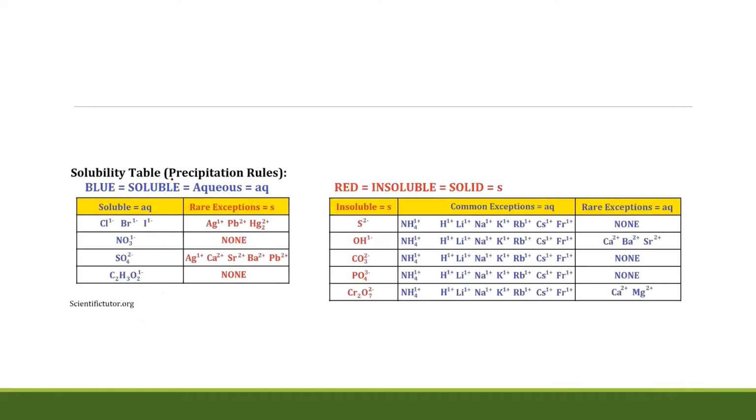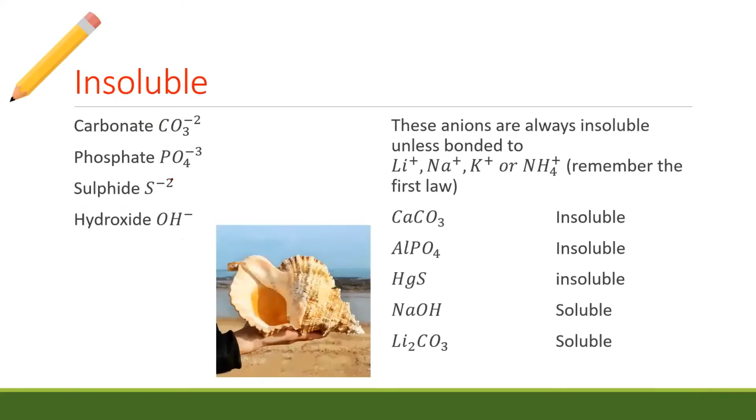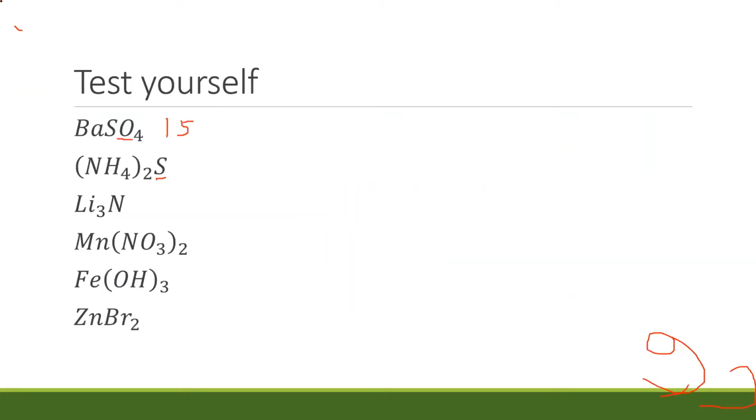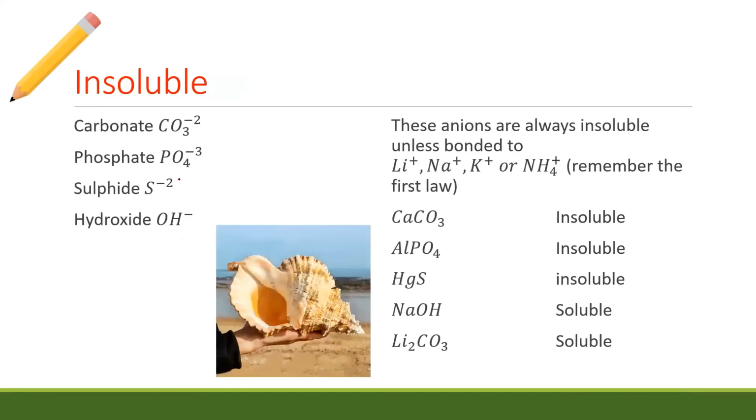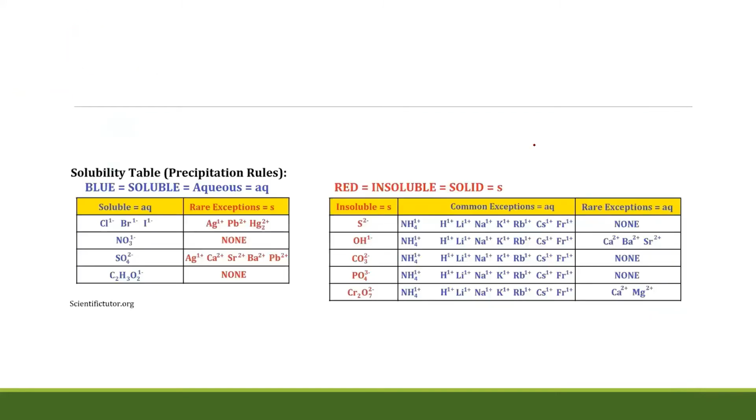Sulfides are always insoluble, but if it's bonded to one of these, is the one at the front one of those? I have no idea. It is. This is soluble. The reason it's soluble is because, yeah, sure, sulfide is normally insoluble, but NH4 is here. It's one of the exceptions.